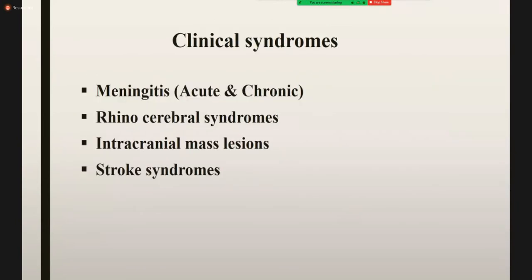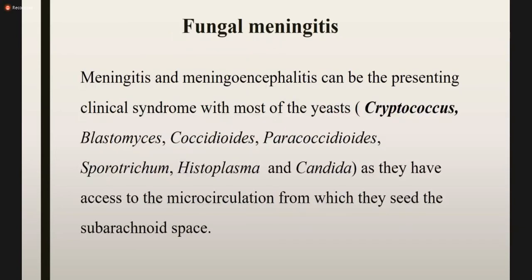These are certain clinical syndromes related to fungal infections. It can present as meningitis, acute or chronic, rhinocerebral syndromes, intracranial mass lesions, and stroke syndromes. Fungal meningitis, basically meningitis or encephalitis, can be the presenting clinical syndrome with most of the yeast-like fungi: Cryptococcus, Blastomyces, and certain others, Histoplasma and Candida. They have access to the microcirculation, from which they seed the subarachnoid space. So these are causes of fungal meningitis also.